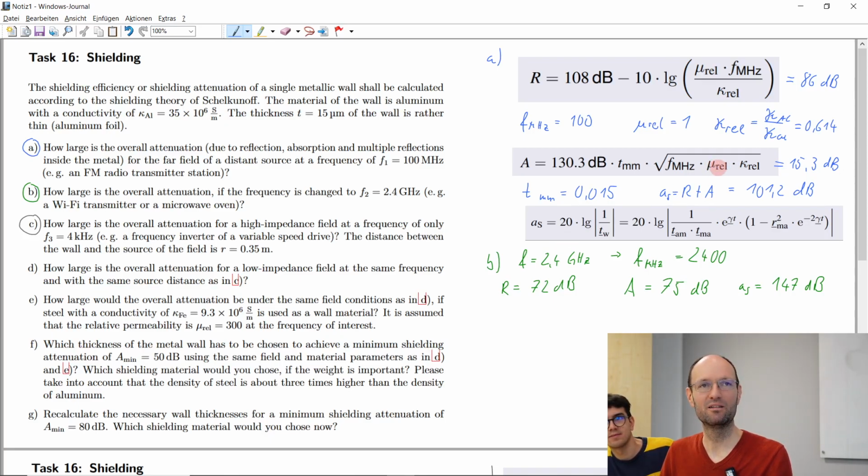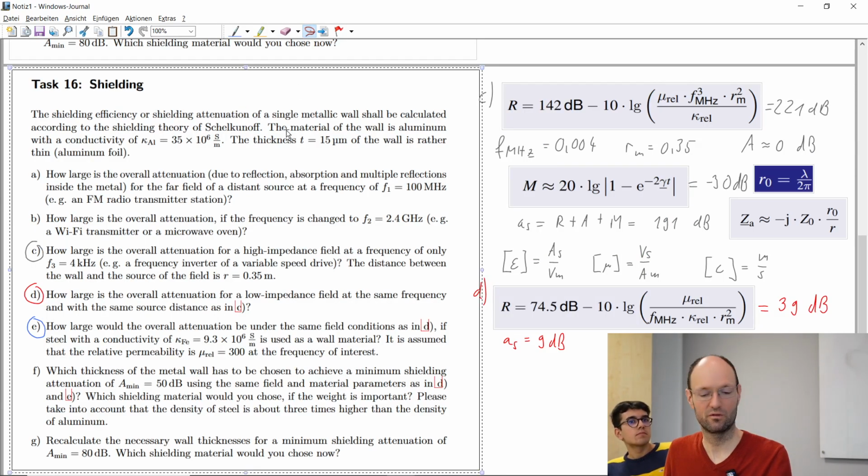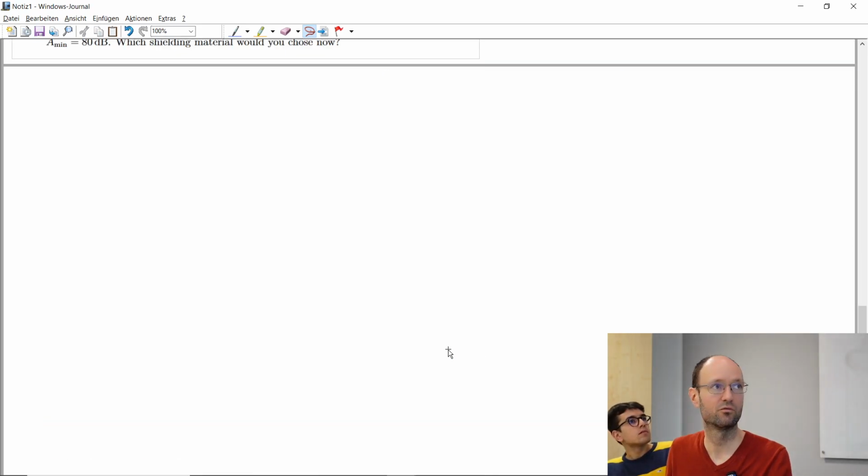But the relative permeability will help us here. So if we change here from aluminum to steel, steel has less conductivity, so this will decrease, but it has much more permeability. And so this might help us in getting more overall shielding efficiency. So I will once again copy the task sheet and paste it here to this page.